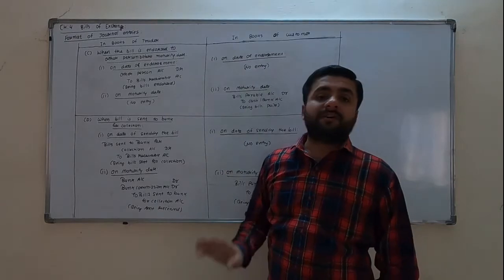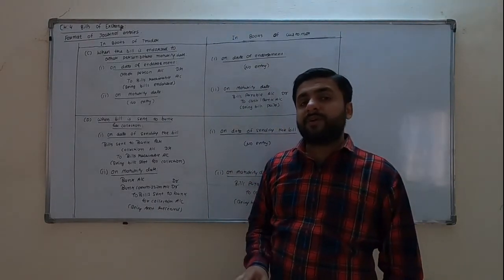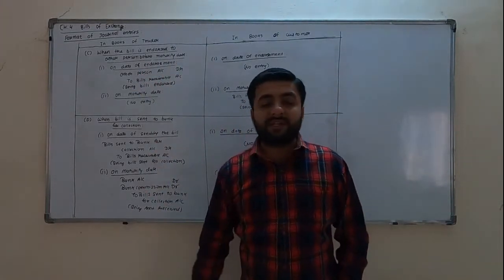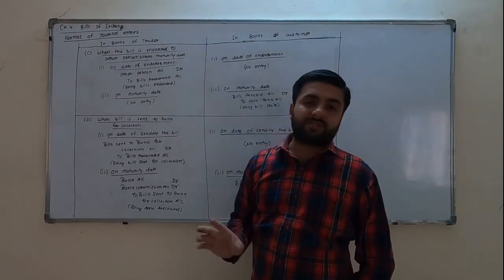Here the entry will be purchase account debit to trader account. Okay, now the second entry which we have to make for here drawing the bill and here accepting the bill. So when the bill is drawn, it is receivable for us. So bills receivable account debit to customer account.